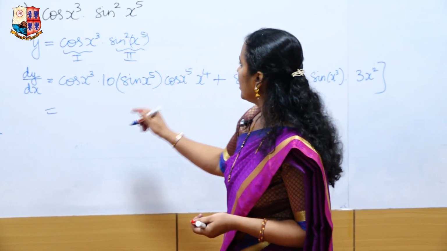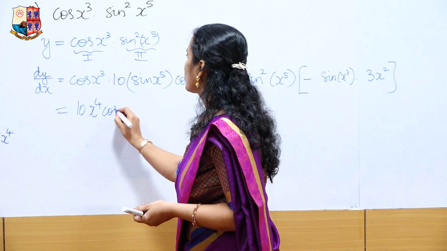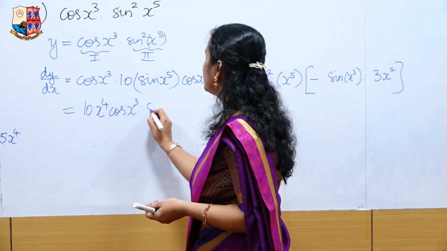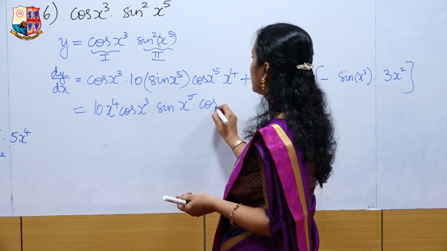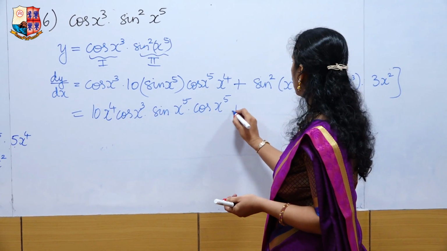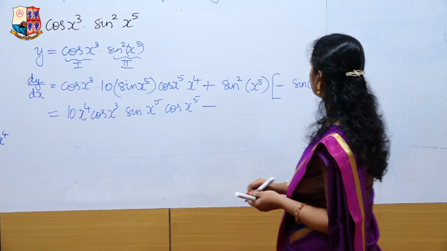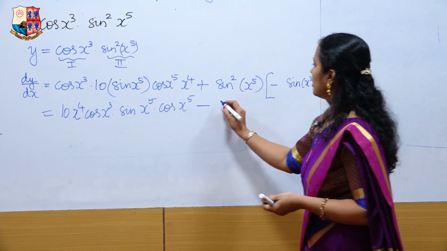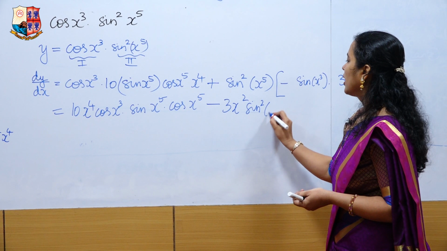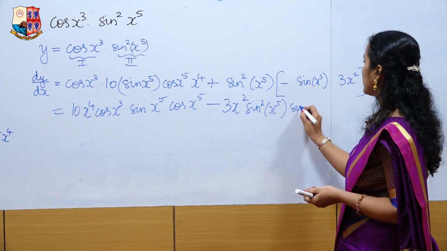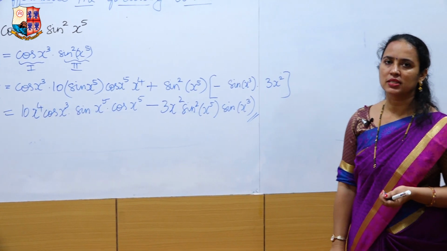Rearrange: 10 x to the power 4 cos x cube into sin x to the power 5 into cos x to the power 5, plus into minus is minus, so we will write minus over here, 3 x square sin square x to the power 5 sin x cube. Done with the sixth problem.